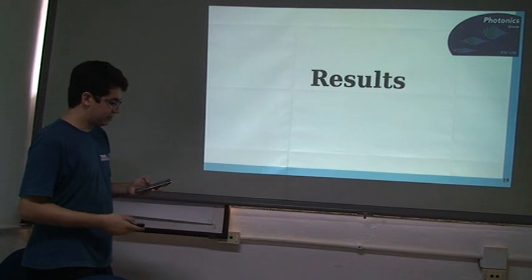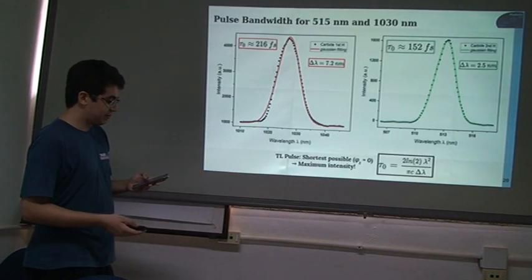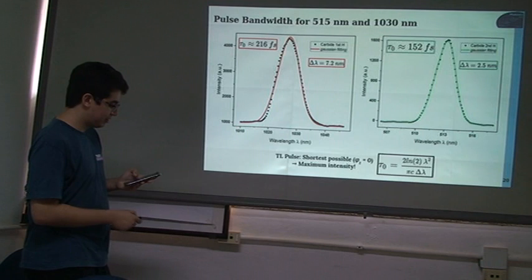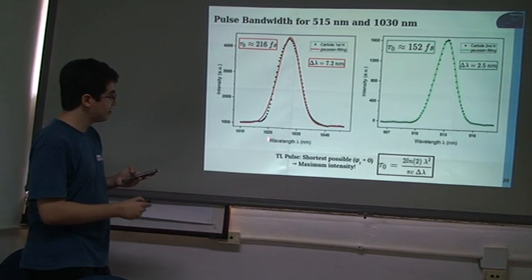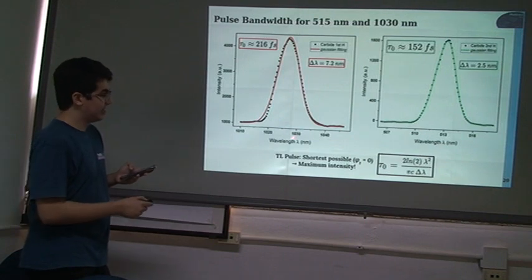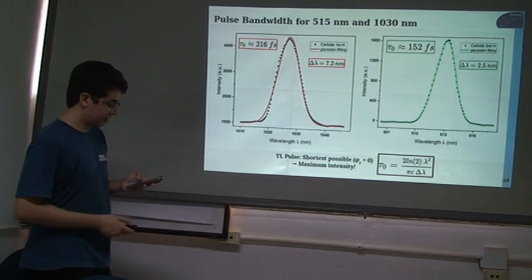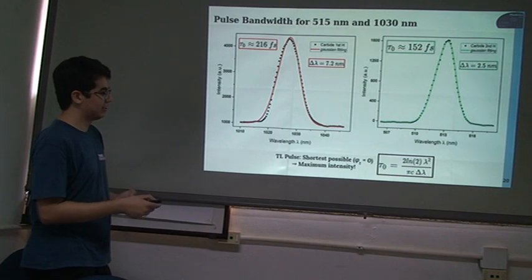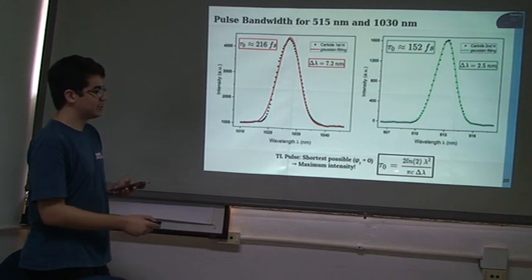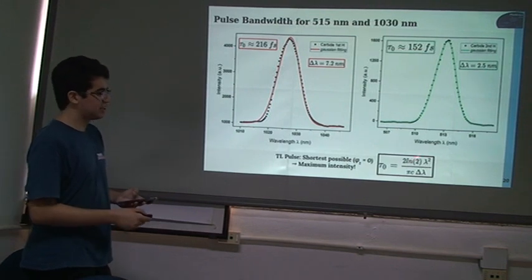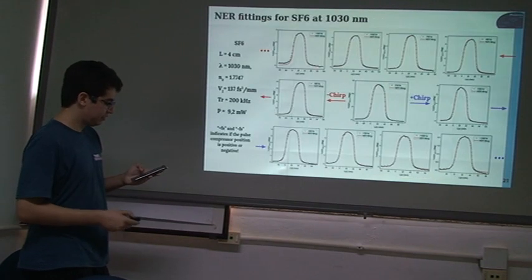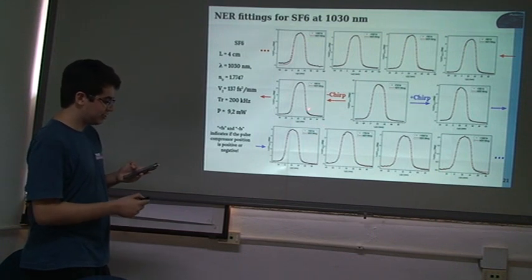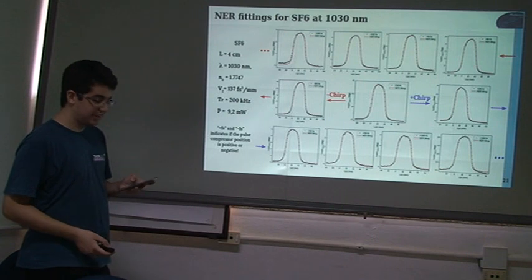So finally, the results. First, we obtain the pulse bandwidth for both lambdas by spectrometers and convert to tau zero, resulting in 216 femtoseconds for infrared and 152 femtoseconds for the green region. So that's the equation we use. We assume the pulse has a Gaussian distribution to facilitate our calculus. Then we measure SF6 glass at 1030 nanometers to determine tau and β2.